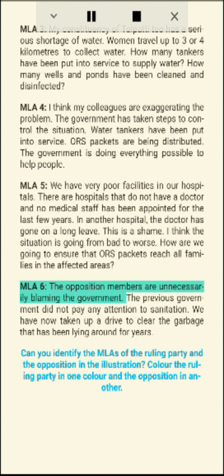MLA 6: The opposition members are unnecessarily blaming the government. The previous government did not pay any attention to sanitation. We have now taken up a drive to clear the garbage that has been lying around for years.